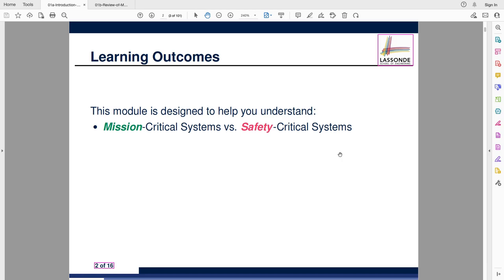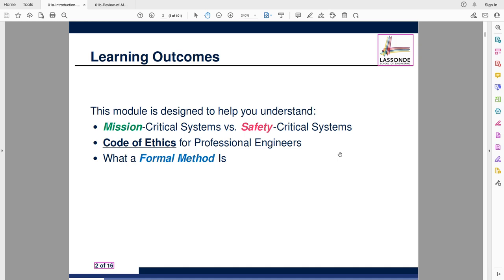And if you remember from last year, we talked about a code of ethics for professional engineers. Since you are graduating, this might be even more relevant for you. You might just be interested in becoming licensed as a professional engineer once you graduate. So I'll mention a little bit about it. And also formal methods. We also defined that back in 3342, and we'll just brush up the definition. And verification versus validation as well.